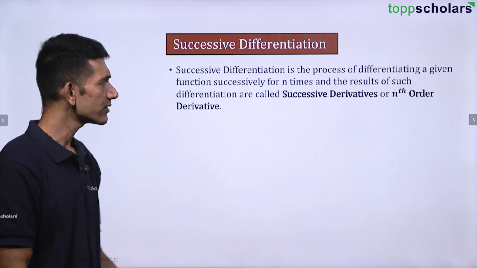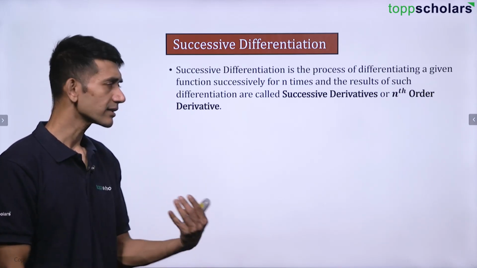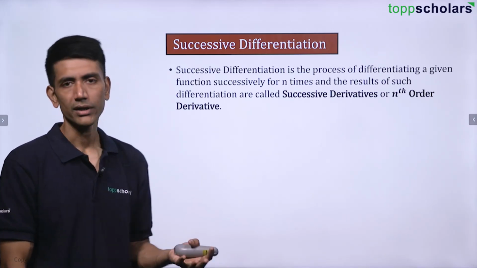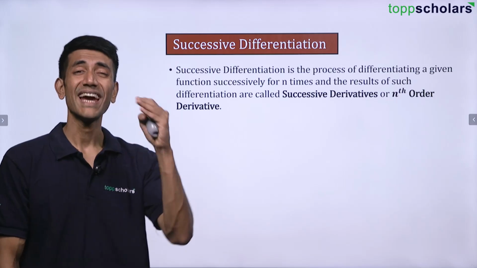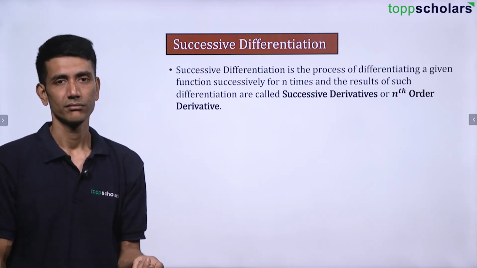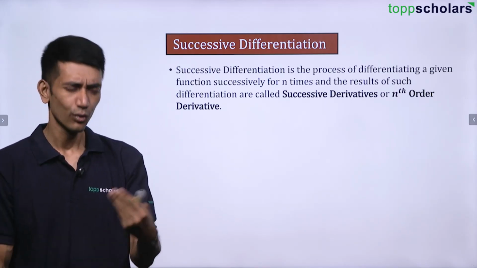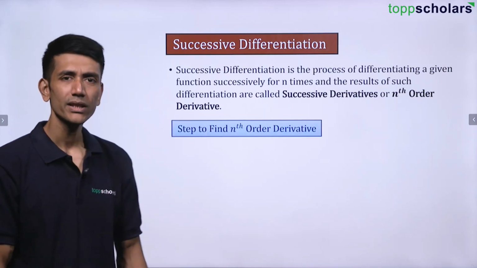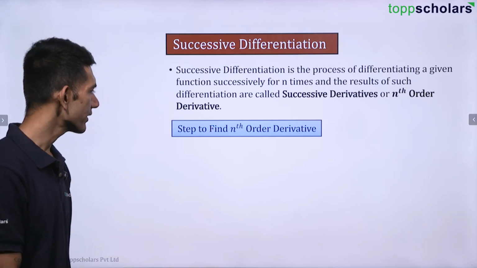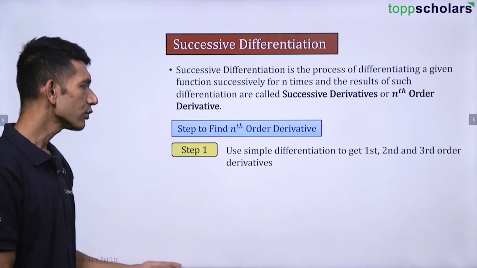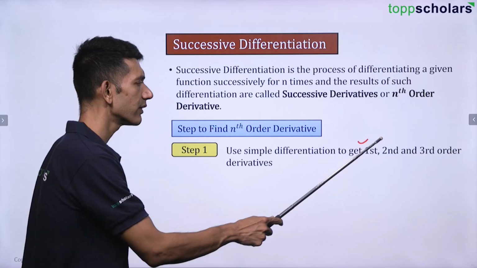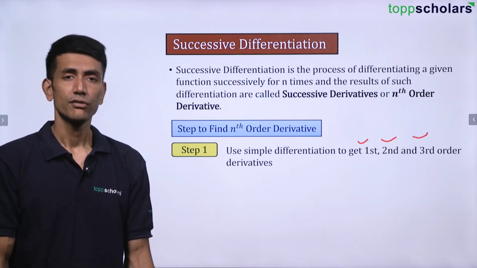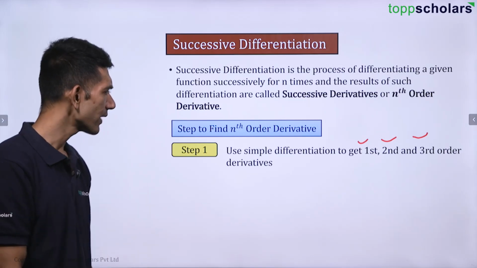Now successive differentiation, what is that? So successive differentiation is the process of differentiating a function successively for n number of times. And the result of such differentiation is called as successive differentiation or the nth order differentiation. Second order, third order, fourth order, fifth order, and so on, right? Now, how do we find out the nth order derivative? So, step one is use simple differentiation to find first, second, third. You know how to find out the first order derivative, second order derivative, third order derivative, and so on.